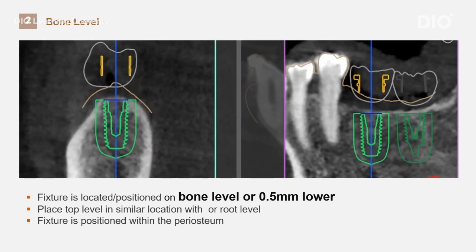Also, always try to situate the fixture within the periosteum, that is, in the cancellous bone. This is because there is a more abundant supply of blood in the cancellous bone than in the compact bone. This means there are more osteoblasts in the cancellous bone, which can be substantially helpful in the secondary stability.